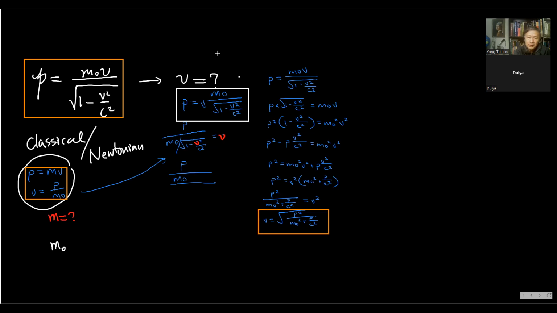So my question is, what would be the velocity at the limit when p approaches infinity? Can you work this out? I just created a mathematical problem for you. Given this formula, what would be the limit of velocity when momentum approaches infinity?